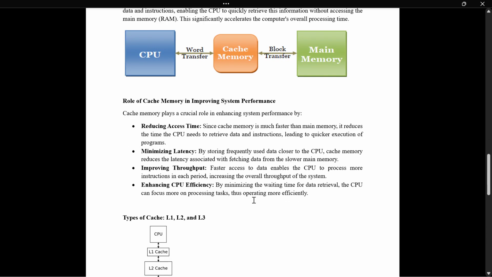Role of cache memory: it reduces access times, since cache memory is much faster than main memory. It reduces the time for the CPU to retrieve information, minimizing latency by storing frequently used data closer to the CPU. Cache memory reduces the latency associated with fetching data from the slower main memory. Improving throughput: faster access to data enables the CPU to process more instructions in each period, increasing the overall throughput of the system. Enhancing CPU efficiency: by minimizing the waiting time for data retrieval, the CPU can focus more on processing tasks, thus operating more effectively.